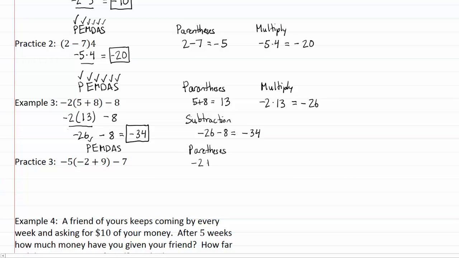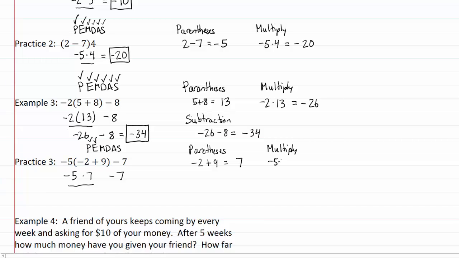I've got -2 plus 9. -2 plus 9 inside the parentheses is going to simplify to become a 7. So now -5 times 7 minus 7. So now I've got to look, I've got my parentheses out of the way, I don't have any exponents. I'm going to look for multiplication and division as I go left to right. So right away I have -5 times 7, so I'm going to have to multiply.